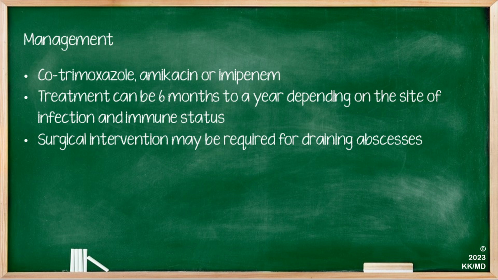Treatment can be 6 months to up to a year, depending on the site of the infection and the immune status of the patient. So somebody who is significantly immunocompromised for any of the reasons that we discussed earlier, and for instance has a central nervous system abscess secondary to nocardiosis, is going to need the treatment much longer compared to somebody who has, for instance, cutaneous nocardiosis only without any compromising of their immune system. Surgical intervention may sometimes be required, especially if you are dealing with draining abscesses.